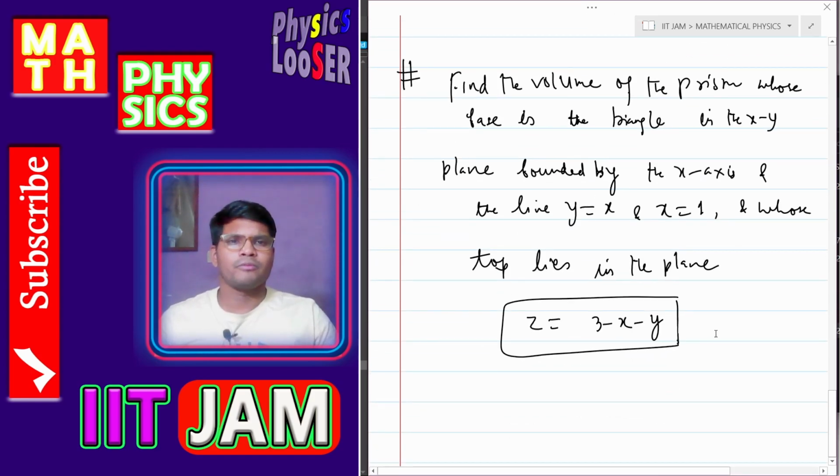Here is the following problem. Find the volume of the prism whose base is the triangle in the xy plane bounded by the x-axis and the lines y is equal to x and x is equal to 1. So they are bounded by the x-axis.